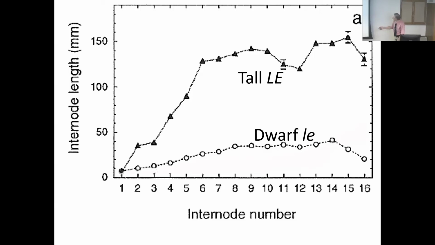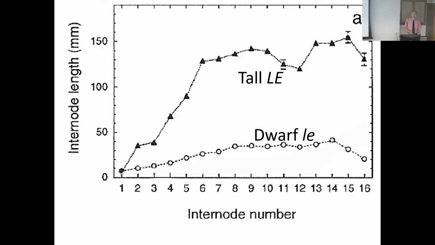As you can see, as the plant grows, the internodes do get slightly longer, but they peak out at a very big difference. This is millimeters, so this is about 3 to 4 centimeters here for the dwarf, and about 15 centimeters for the tall. Big difference. So what is the reason for this?